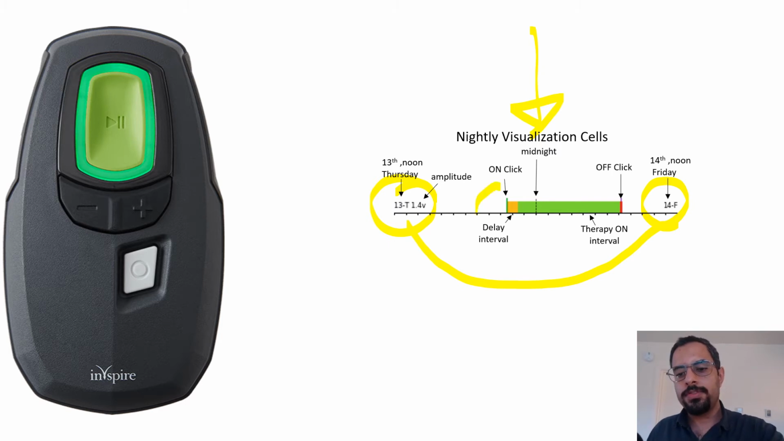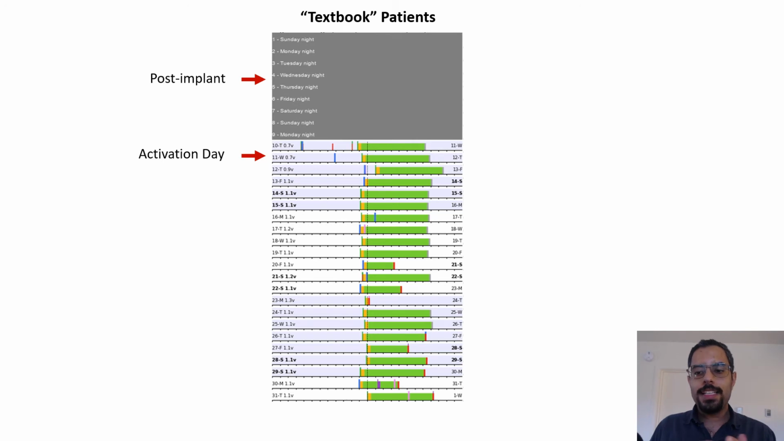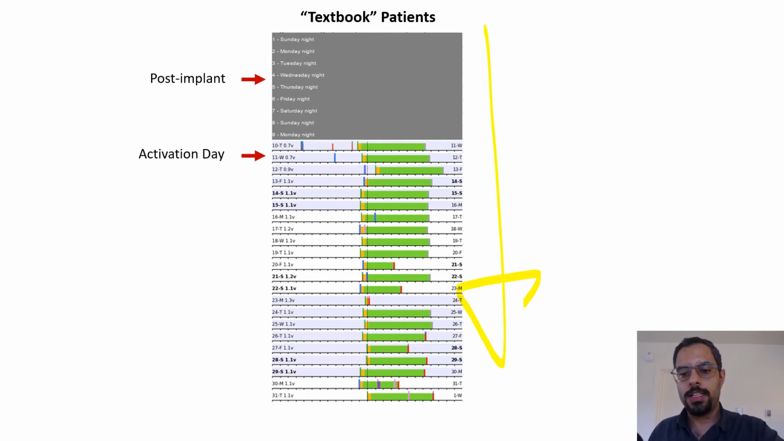So this vertical green line here shows when the patient starts the therapy. There is this yellow region which shows the delay time of the therapy. And then we have this green horizontal bar that shows the time the therapy was on. And in the end, we have this vertical red line that shows that the patient turned off the therapy. What is nice about these nightly cells is that we can stack them up in a monthly period. So here we show 30 days of use.